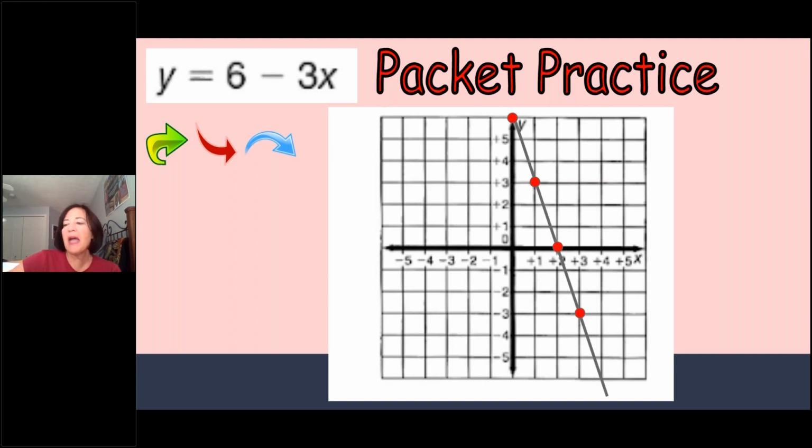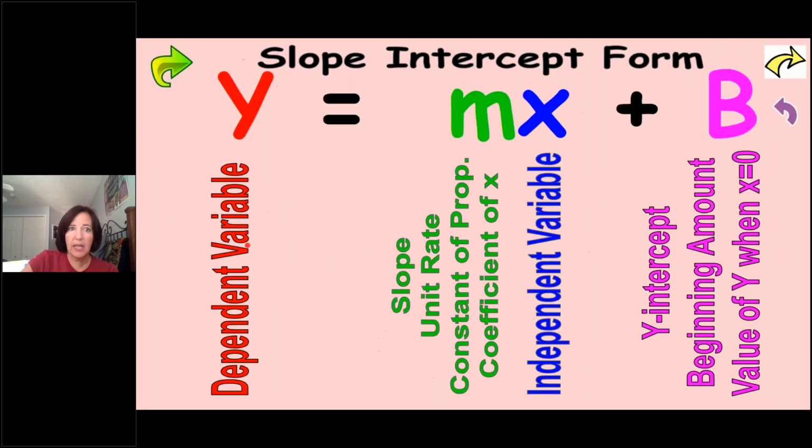There is my line. In the packet, I think they were kind of steering students towards creating your own table of x values. Easy to do. You could have figured out x is 0, x is 1, x is 2. You could have said if x was 0, so that'd be 6 minus 0, y would be 6. If x was 1, 3 times 1 is 3, 6 minus 3, so it would have been 1, 3 would have been our point. If x was 2, 3 times 2 is 6, 6 minus 6 is 0. Would have found that point.